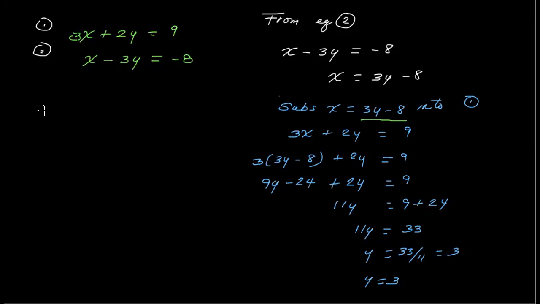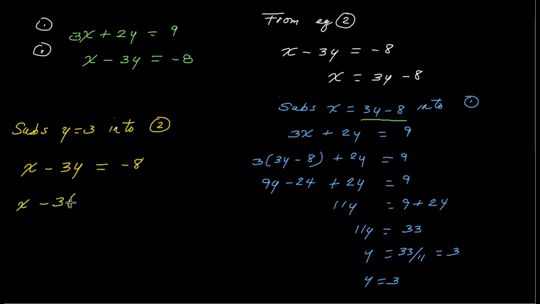So now that I have y, I can now come and I can substitute into any of these equations. Y is equal to 3. And I'm going to choose equation 2, but I don't have to. I could choose any one at this point. I'm just going to choose equation 2 because it seems easier. So x, I'll write it out in its initial form, right? Now, wherever I see y, I'll put 3. So x minus 3 times y, which is 3, is equal to minus 8.